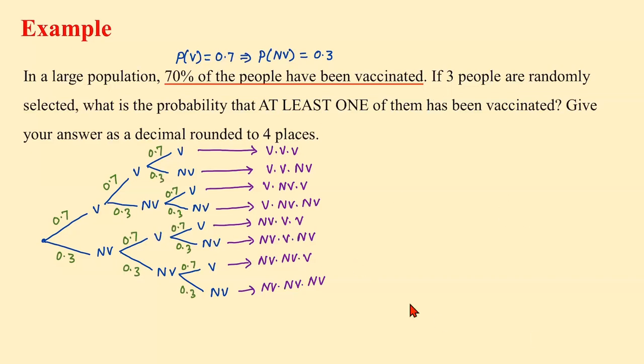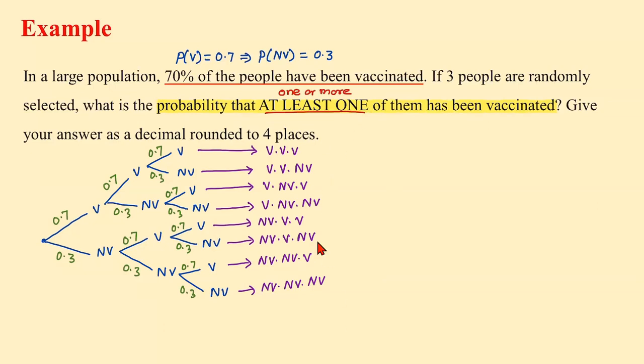Okay, our tree diagram is ready. Now, the question is, when three people are randomly selected, we have to find the probability that at least one of them has been vaccinated. When we say at least one, we need to know the meaning of at least one. At least one means one or more. It can be one or more.